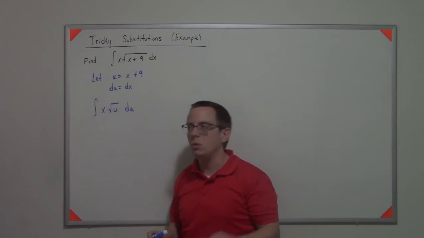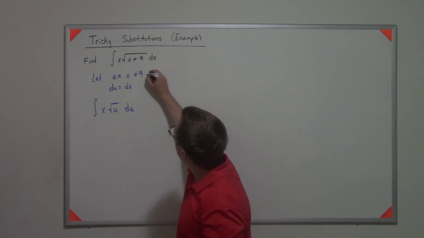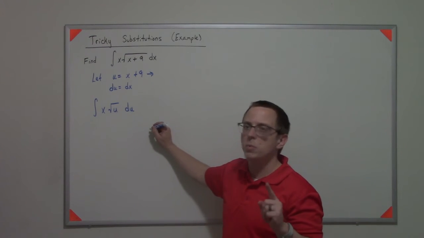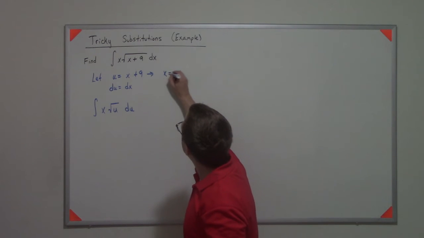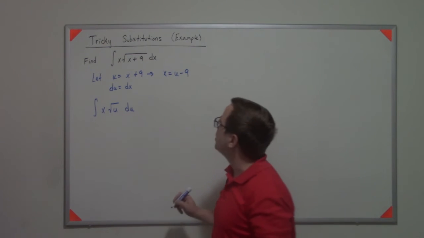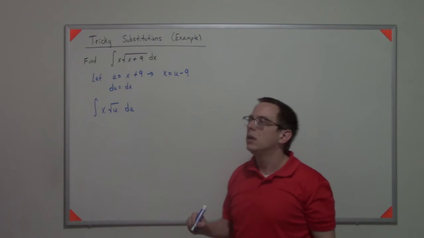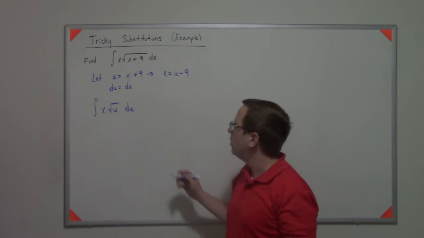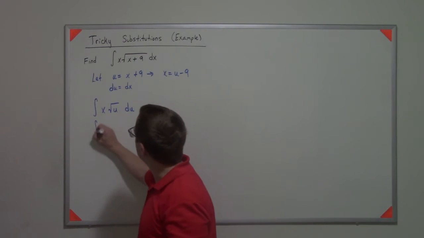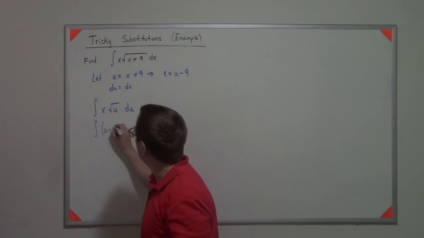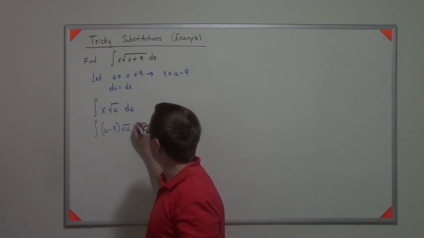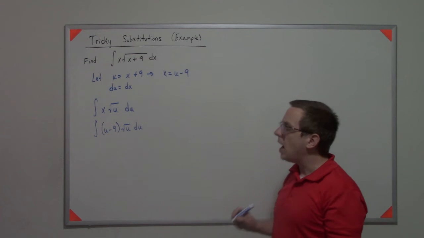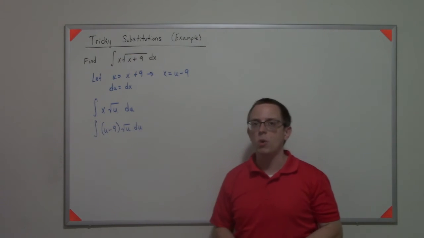So what I need to do is use the relationship I have. If u is x plus 9, that tells me specifically that x is actually u minus 9, like subtracting 9 from both sides. So that means this is actually u minus 9 times the square root of u du. Now we can use this to solve our problem.